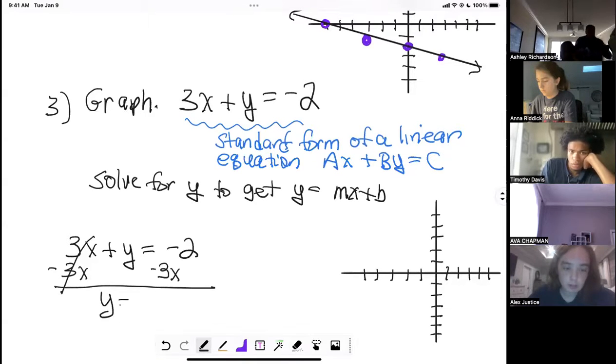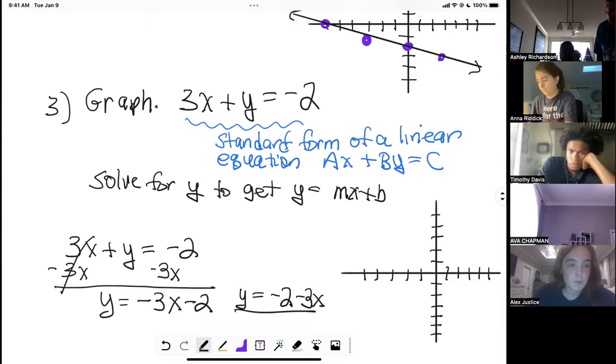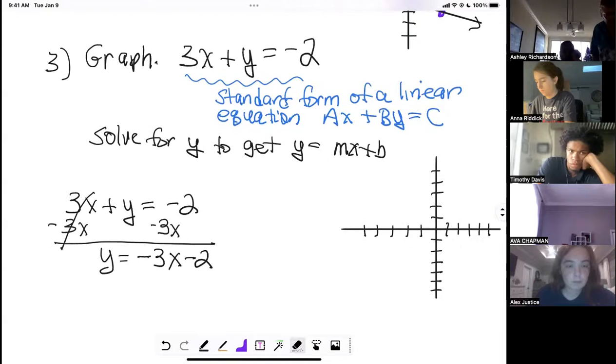Y is equal to, I always like my x first. You don't have to put it first, but it's probably a good suggestion to put the slope part first. You could have written it the other way, and that would be an acceptable answer too. But I like to keep the x first. But that's still fine if you did it that way. Now, if you look, I have it in the right form. I have it in y equals mx plus b. So now I can graph it.